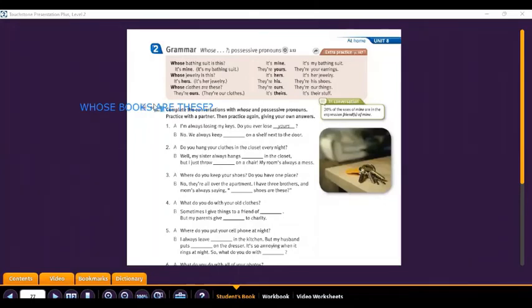Whose computer is this? ¿De quién es esta computadora? Entonces así es el uso de whose, ¿de acuerdo?